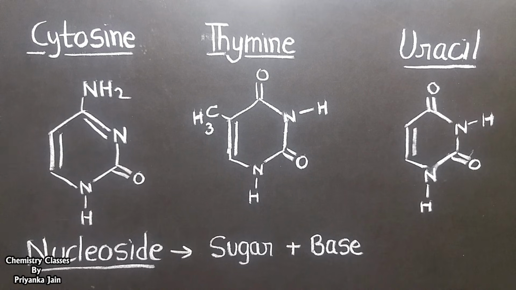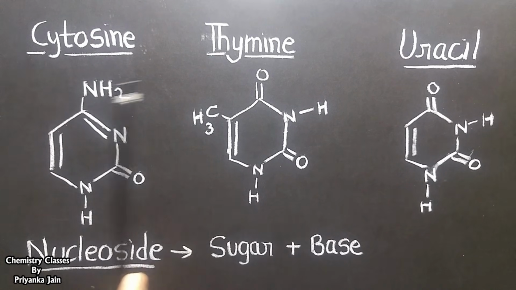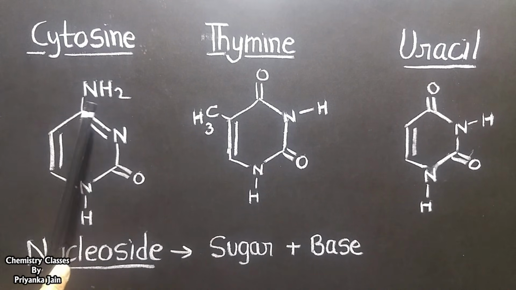Structure of the pyrimidine bases. These are three: cytosine, thymine and uracil. Firstly, see the structure of cytosine. This is the structure of cytosine, in which there is an amino group and a keto group present on this pyrimidine skeleton.